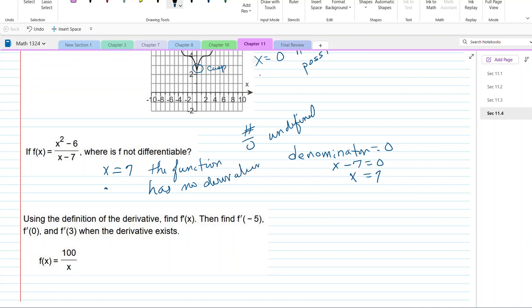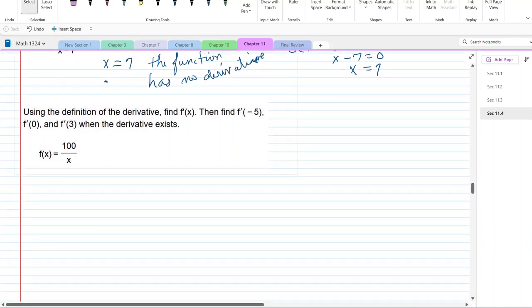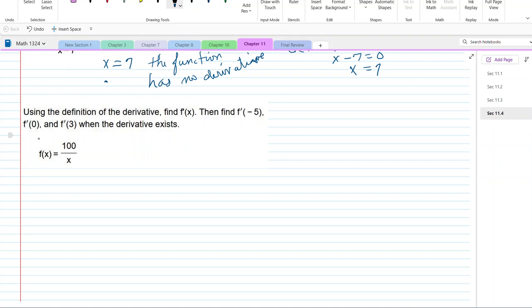We would factor and say the limit could exist if it was approaching the same value. But in this case, these are vertical. It's a vertical asymptote, and also the top is not factorable. So, using the definition of derivative, find f prime of x, then find f prime of negative 5, 0, and 3.